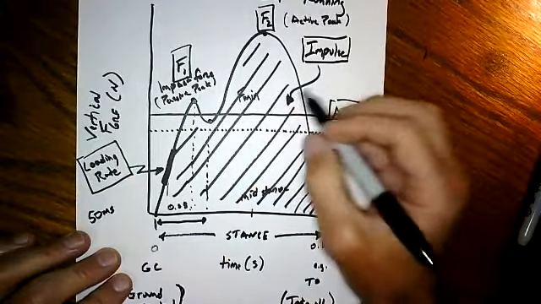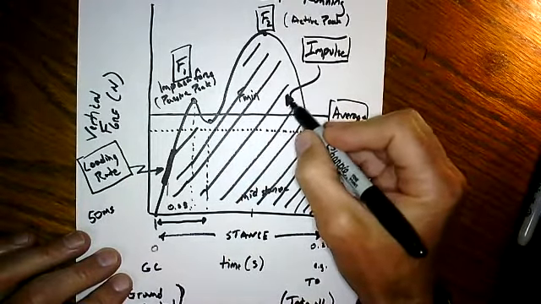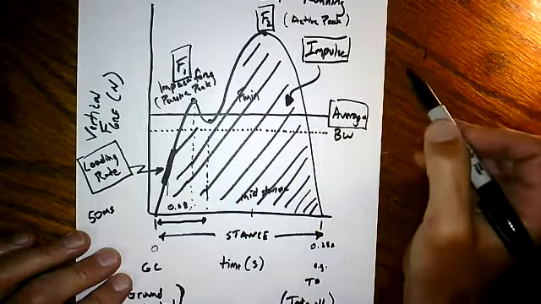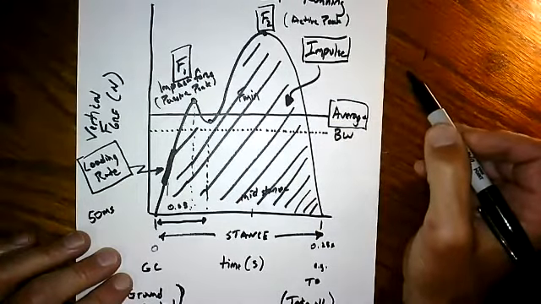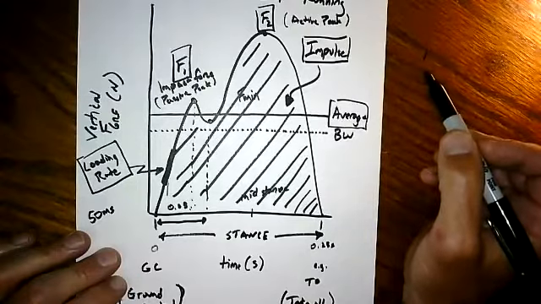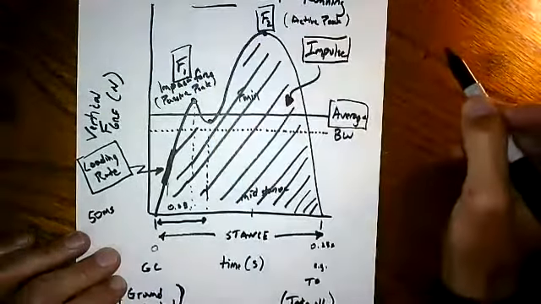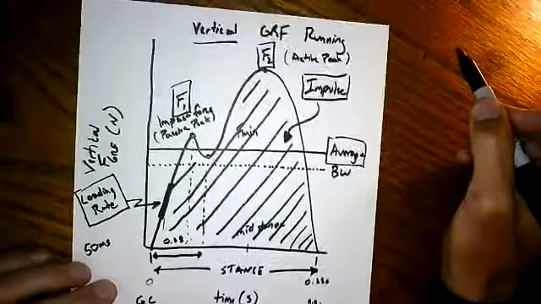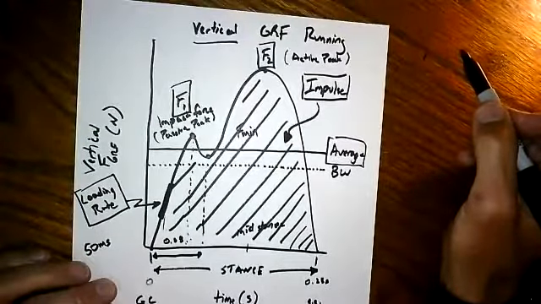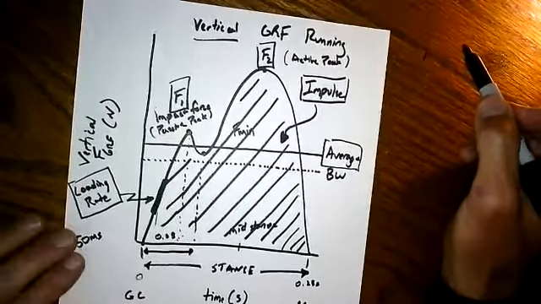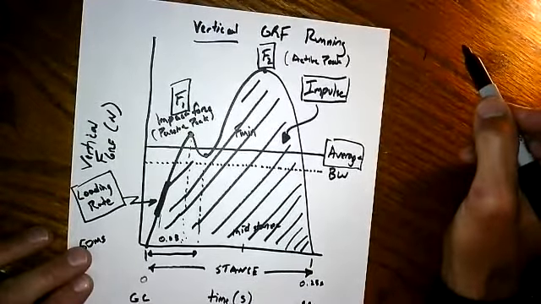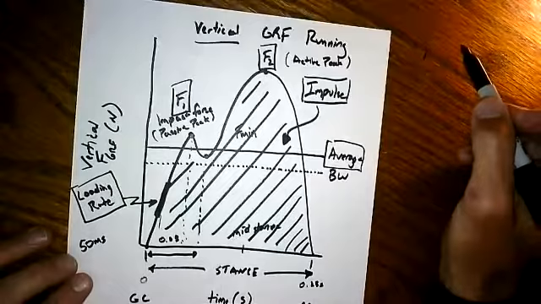And if we're doing a running kinetic analysis, we may find calculating this impulse is important for some type of the analysis. Okay, so these are the vertical ground reaction force parameters that are important to be able to quantify the kinetics during running.